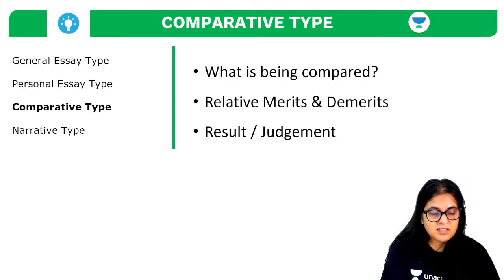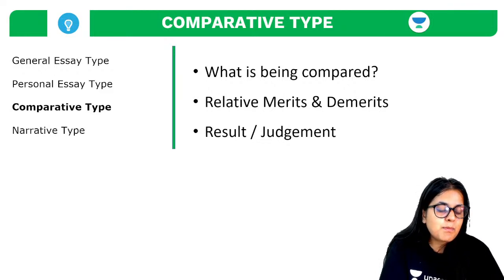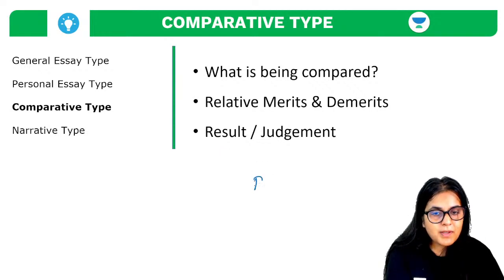The easiest without a doubt is the comparative essay type. If you get comparative essay type, guys, you're in luck. But generally they don't give it because it becomes very easy. Comparative essay type basically means the author compares two things. For example, let's say you're comparing a BMW with a Mercedes.